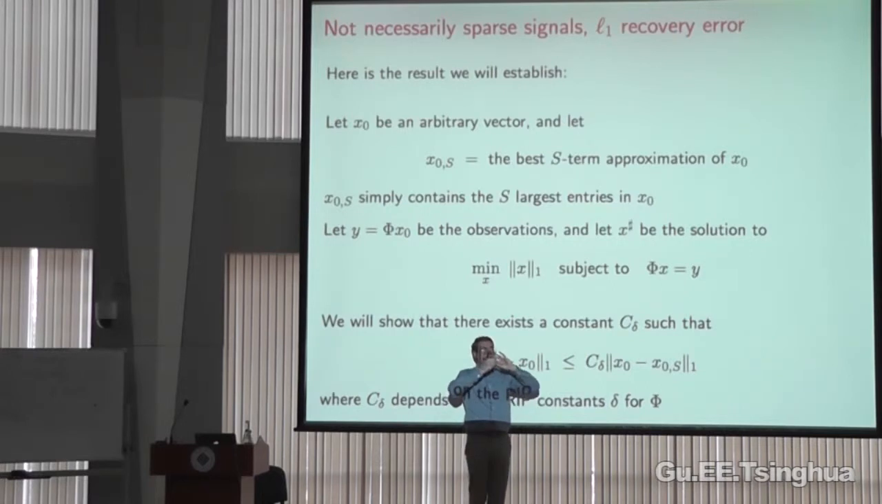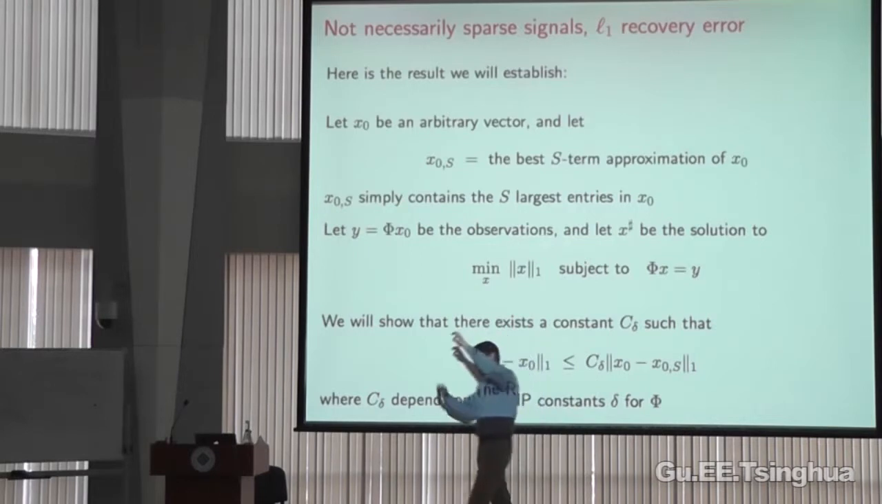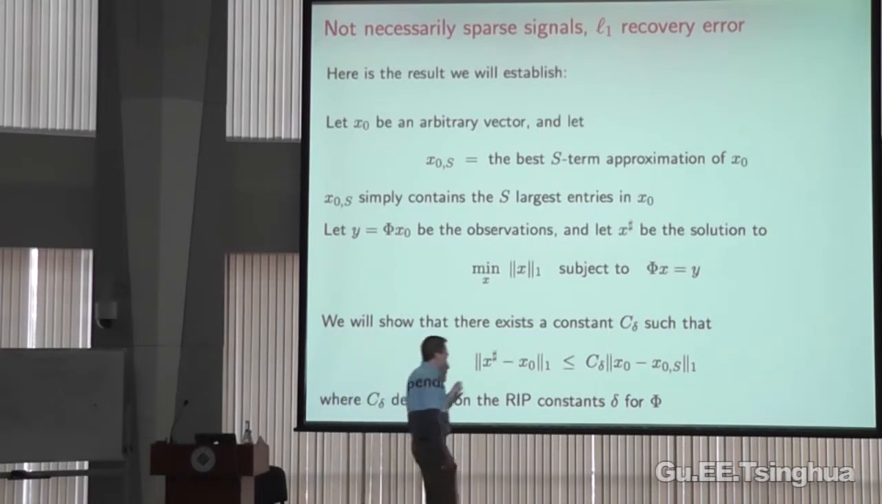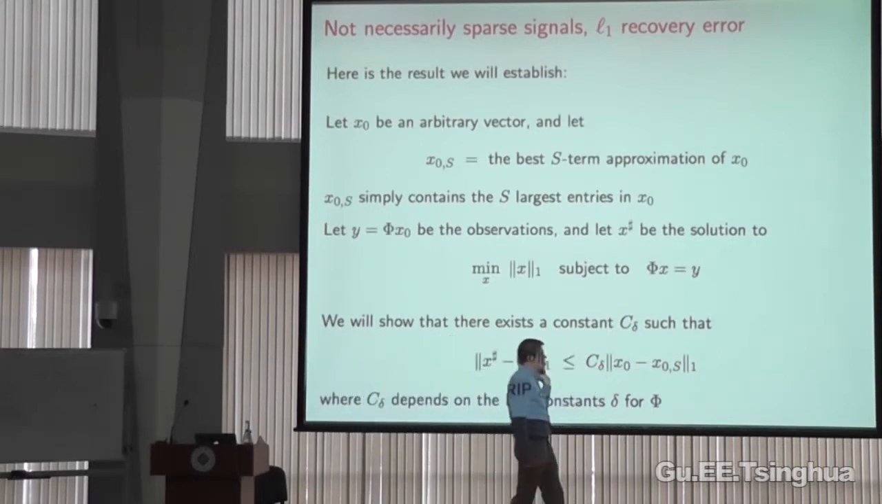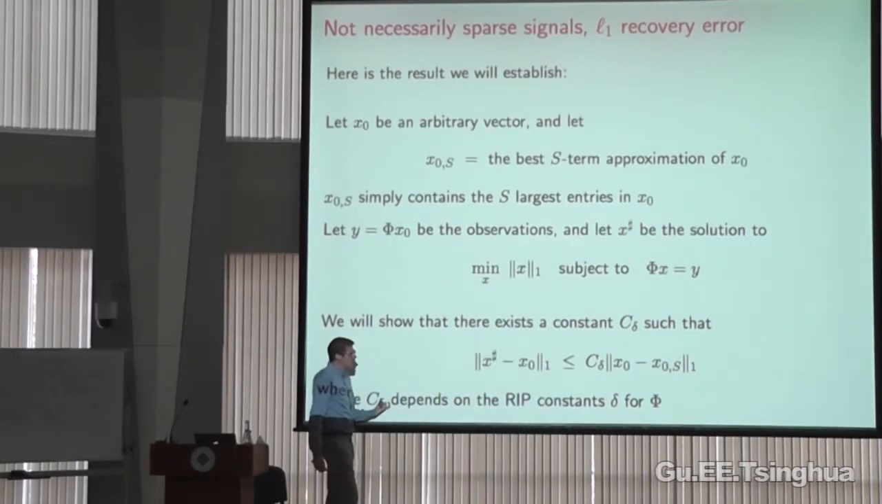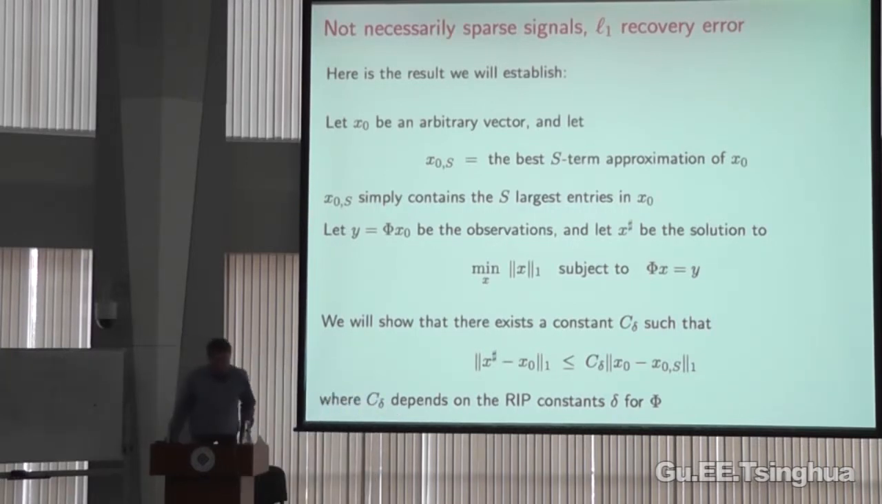That would be, say, I could recover the biggest S terms in x naught and just give up and set everything else equal to 0. What I denote as x0s is, since x naught is not exactly S sparse, the best S-term approximation, where I take x naught and keep its S biggest terms and set everything else equal to 0. But what this says is, I don't recover exactly that, but I recover something almost as good as that. So actually this C delta, you can control. It can be small. It can be on the order of 2 or 3. So I'm not giving up much here.